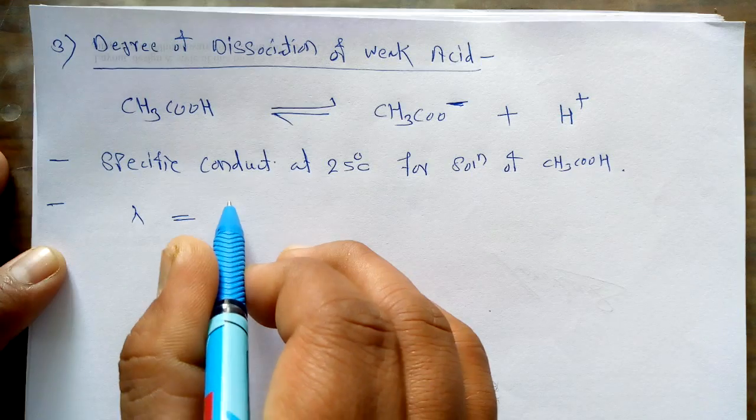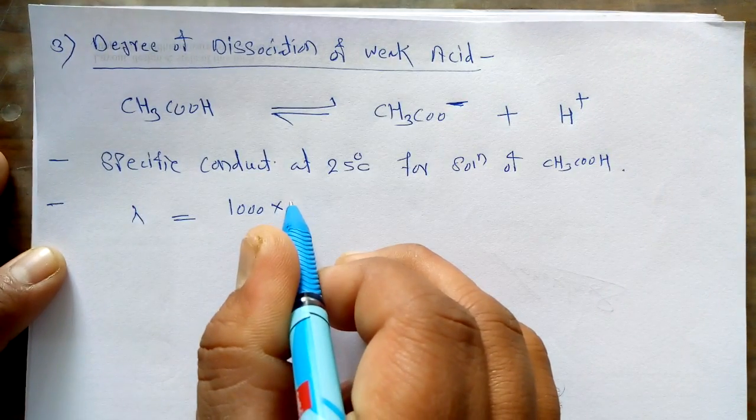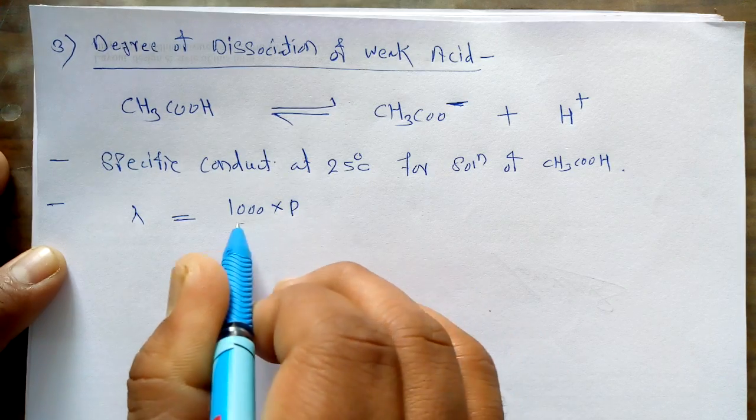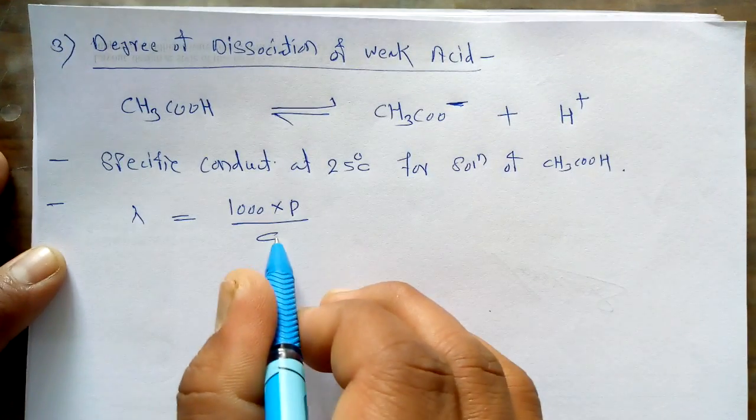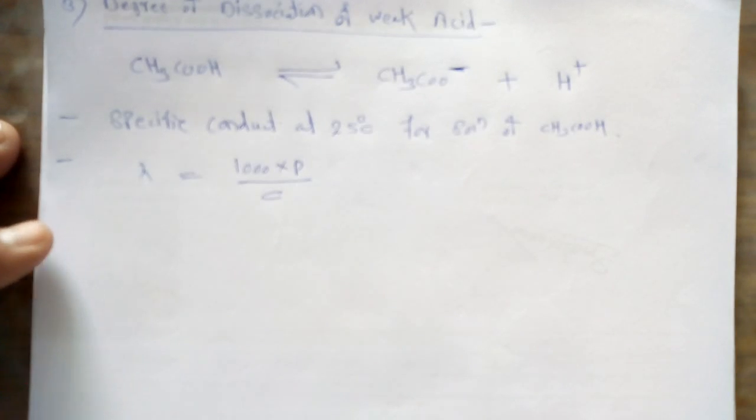So lambda is equal to 1000 into this rho divided by the concentration C. So from this we can calculate its equivalent conductance.